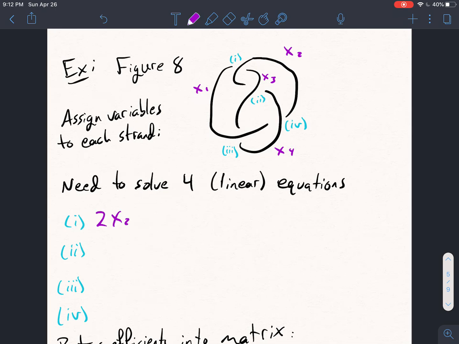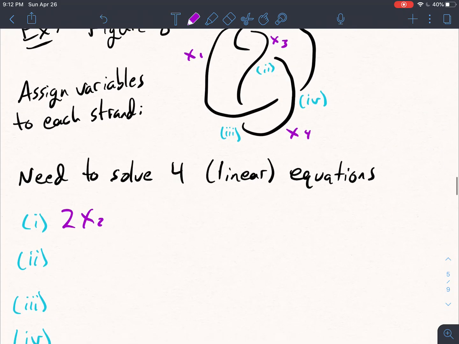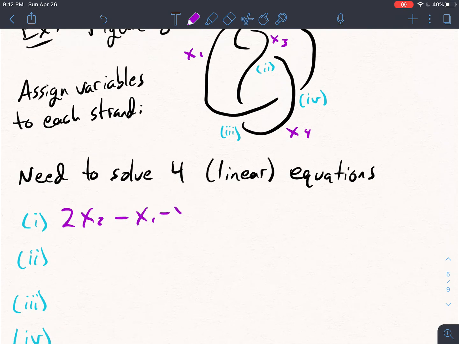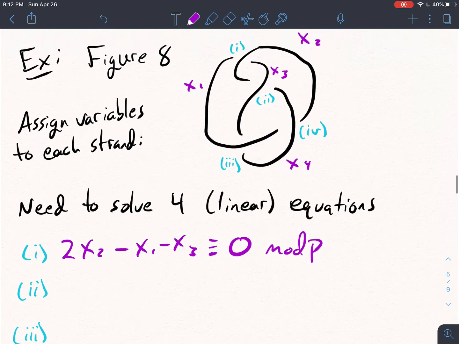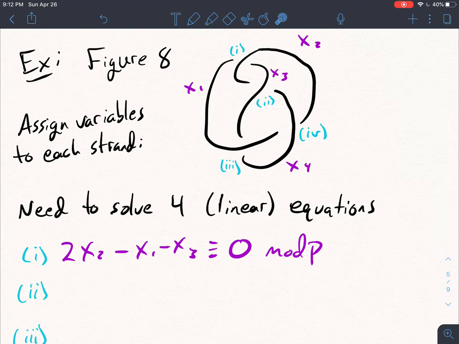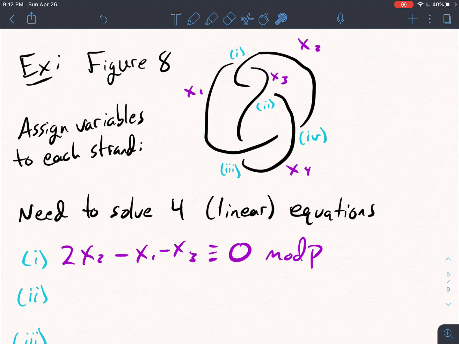And what are those equations? So the first equation, right here I need 2 times the overstrand, which is x2, is equal to the sum of the understrands, which is x1 plus x3. So I need those to be equal. Equivalently, I could just subtract x1 plus x3 on both sides and say that this is congruent to 0 mod p. I could have said that instead. And so that's what I'm going to do for all of these.